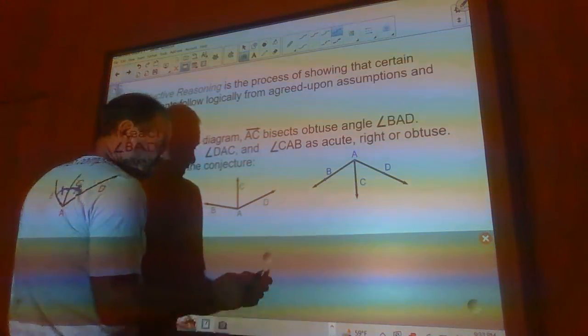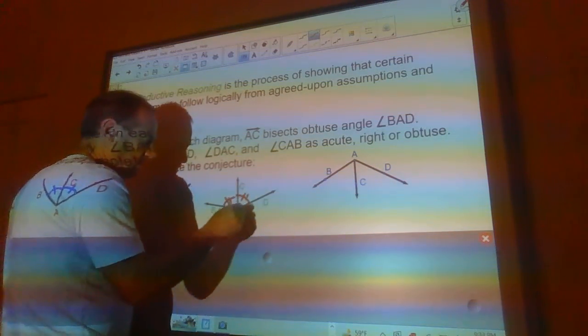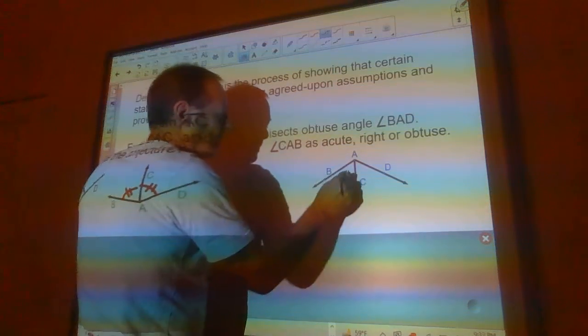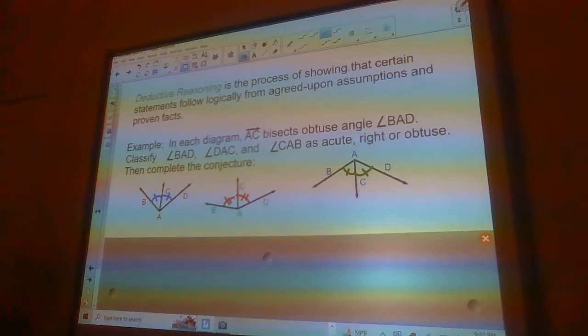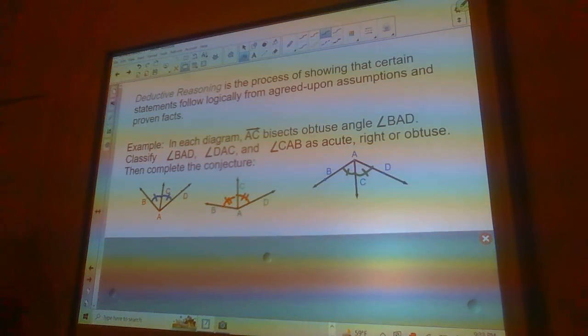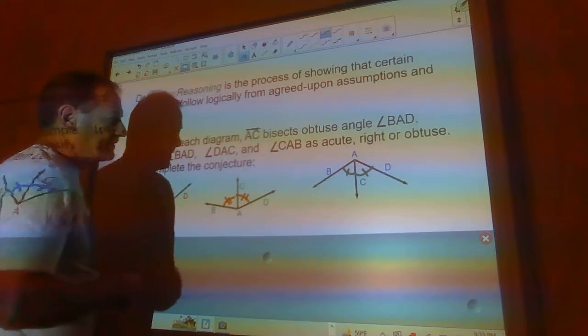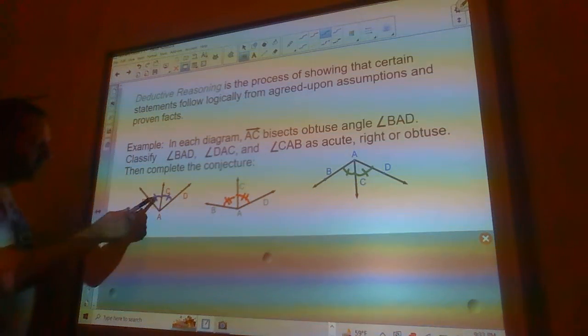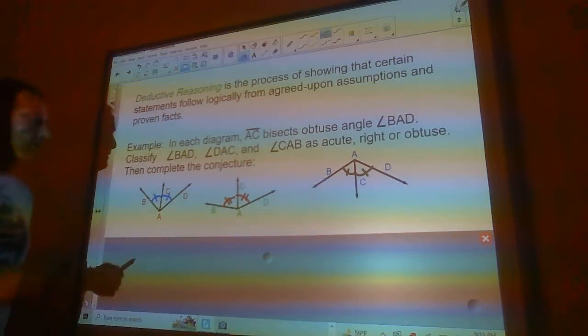Okay? So those are equal, and those are equal. Okay. So classify angle BAD and angle DAC and angle CAB as acute, right, or obtuse. Okay, so BAD is obtuse in all of these. These 2 angles are acute in all of those.